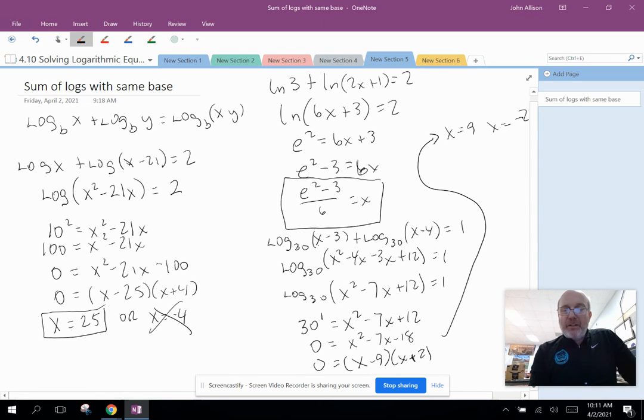If I plug in 9 to the original expression, I get log base 30 of 6 plus log base 30 of 5. Nothing wrong with that. It's a good solution. If I plug in negative 2, though, I get negatives inside the log, so that's an extraneous solution. The solution to my equation is x equals 9.